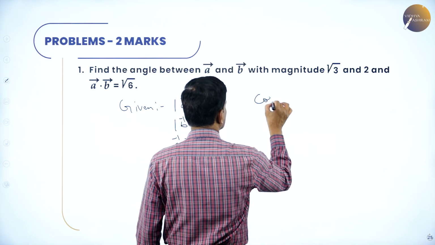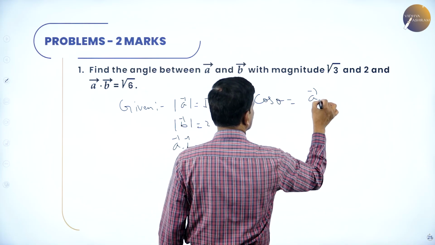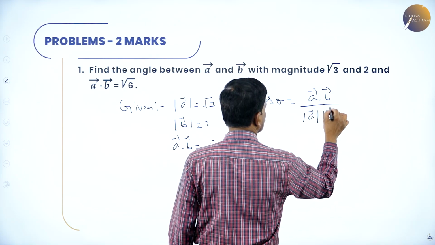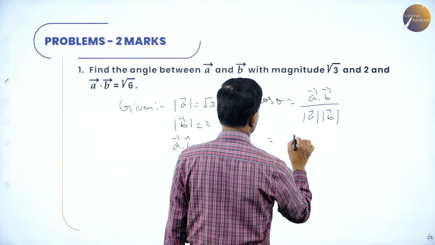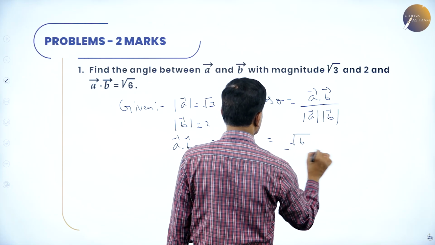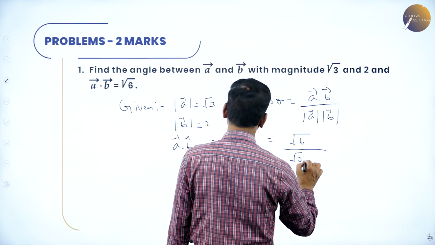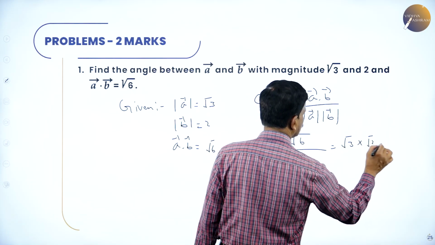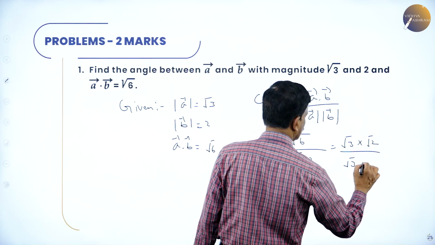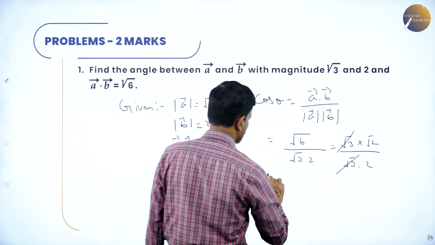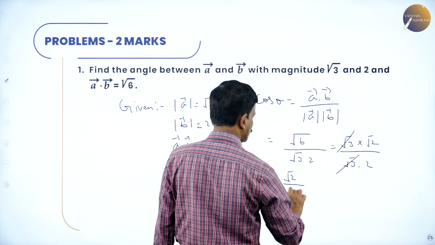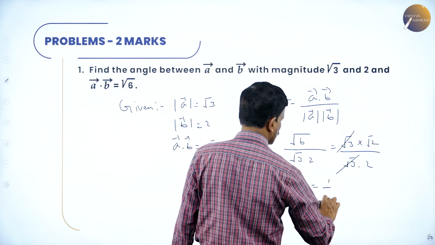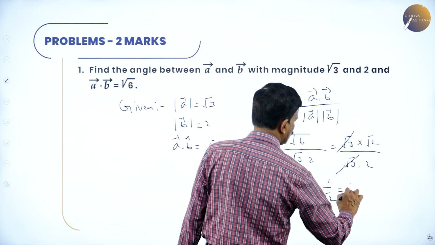Angle between the vectors: cos theta is equal to vector A dot B divided by length of A into length of B. What is A dot B? A dot B is root 6, divided by root 3 into 2. Root 6 can be written as root 3 into root 2, divided by root 3 into 2. Root 3 gets cancelled. Root 2 divided by 2 can also be written as root 2 into root 2. Root 2 gets cancelled. 1 by root 2.